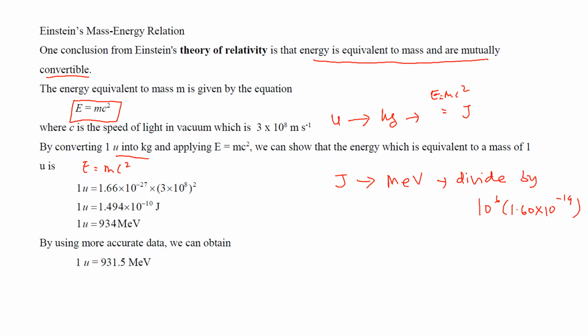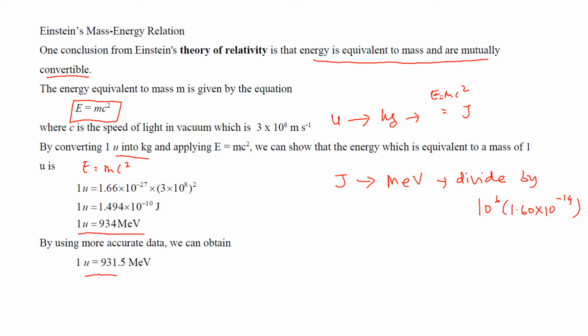From joule, there is one more unit you need to know that can represent the energy of Einstein, that is mega electronvolt. To convert from joule to mega electronvolt, you just divide by 10 power of 6 times 1.6 times 10 power of negative 19. So 1 U is equal to 934 mega electronvolt. By using more accurate data, we can obtain 1 U is equal to 931.5 mega electronvolt.